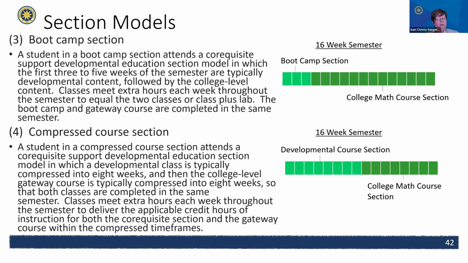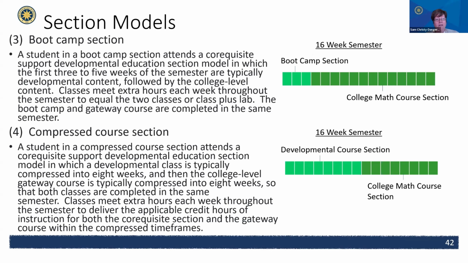A student in a boot camp section attends a co-requisite support developmental education model in which the first 3 to 5 weeks of the semester are typically developmental content, and that's followed by college level content in the remainder of the semester. Classes meet extra hours each week throughout the semester to equal the 2 classes or class plus lab. The boot camp and gateway course are completed in the same semester.